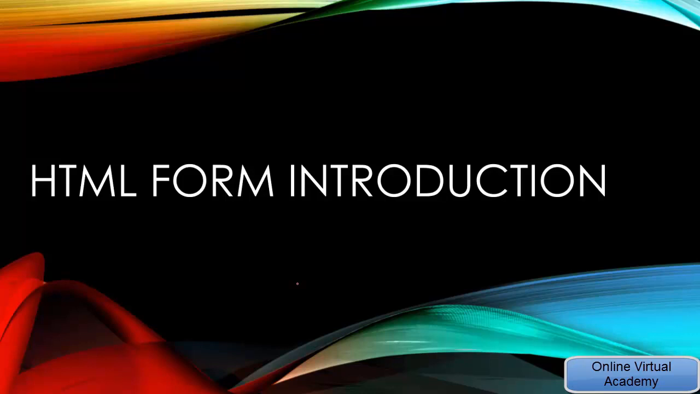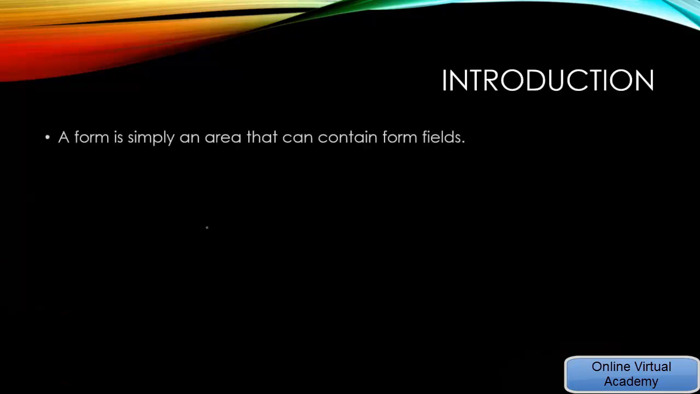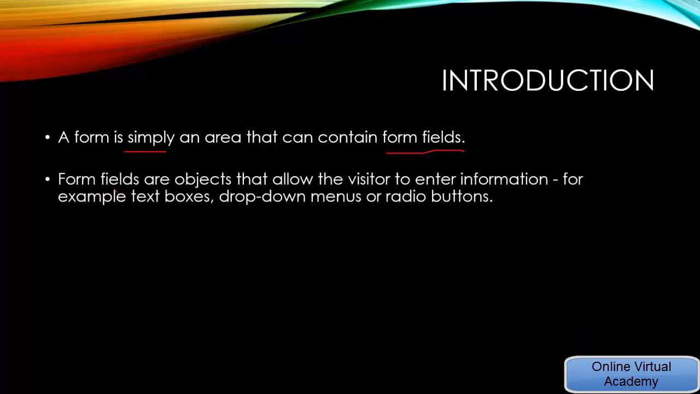HTML form introduction. A form is simply an area that can contain form fields. Form fields are objects that allow the visitor to enter information, for example, text boxes, drop-down menus, or radio buttons.